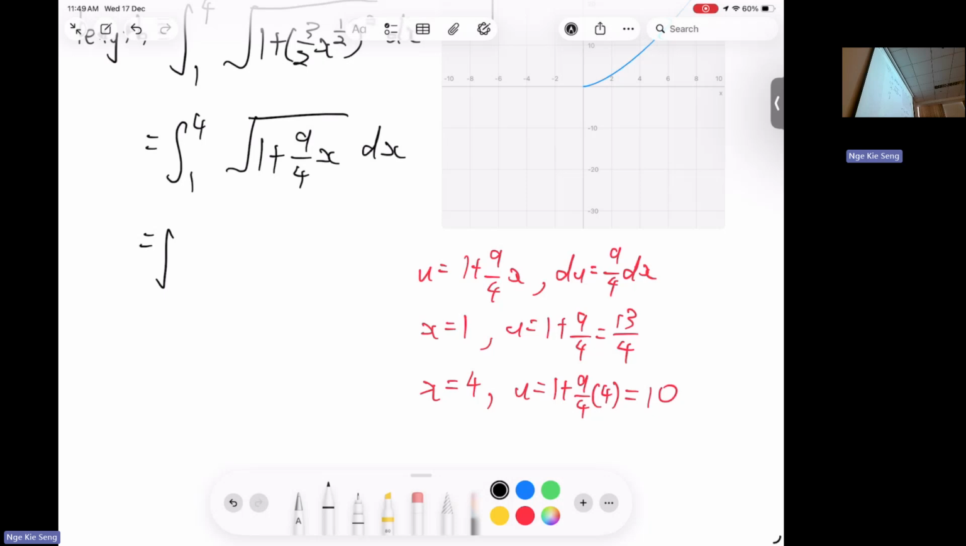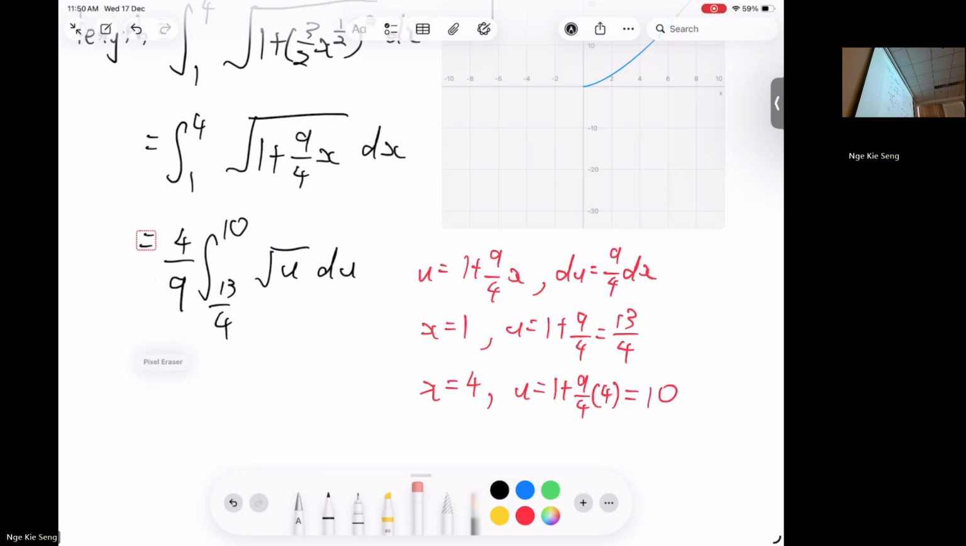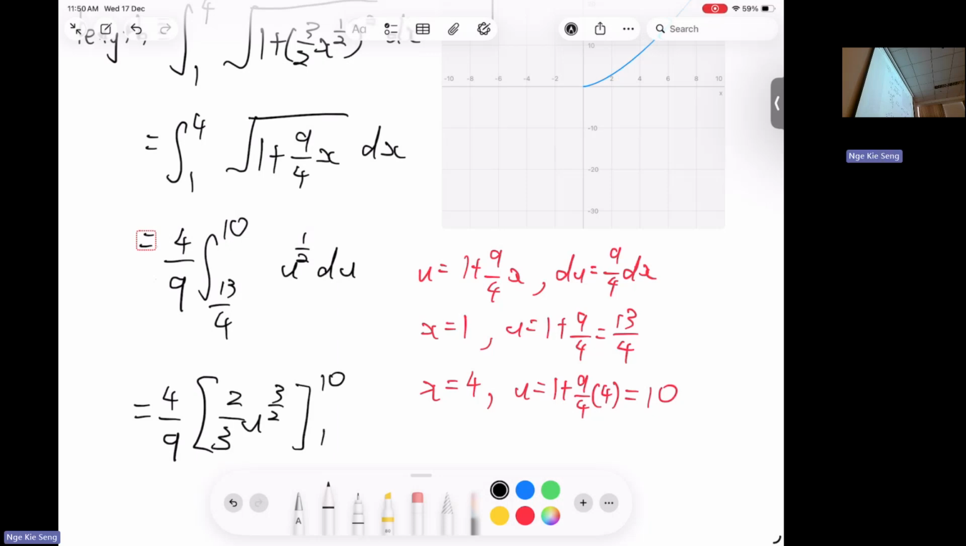So we got the 9 over 4 coming up, so instead we will get 4 over 9, right? Because we change it to du and then integrate from 13 over 4 to 10 of square root u du. So you can integrate this function already, right? Because this is just u to the 1 over 2, a power function. From 13 over 4 to 10.